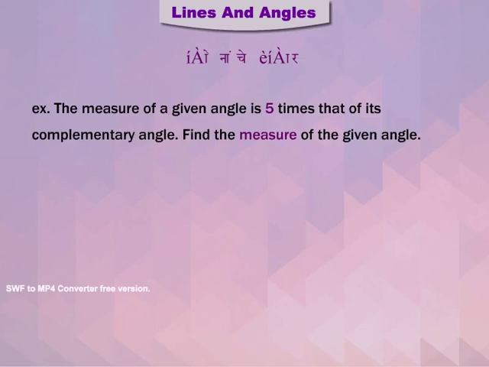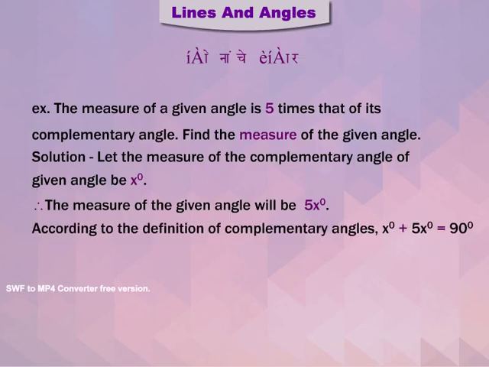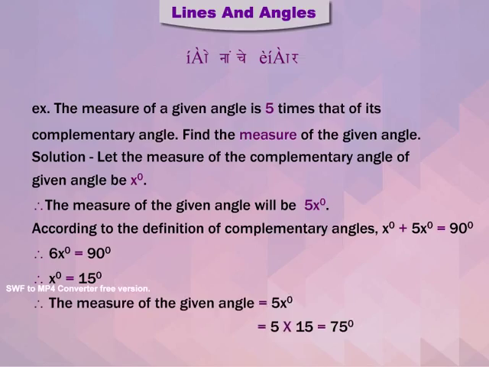The measure of a given angle is 5 times that of its complementary angle. Find the measure of the given angle. Solution. Let the measure of the complementary angle of the given angle be x degrees. The measure of the given angle will be 5x degrees. According to the definition of complementary angles, x degrees plus 5x degrees is equal to 90 degrees. Therefore, 6x degrees is equal to 90 degrees. Therefore, x degrees is equal to 15 degrees.